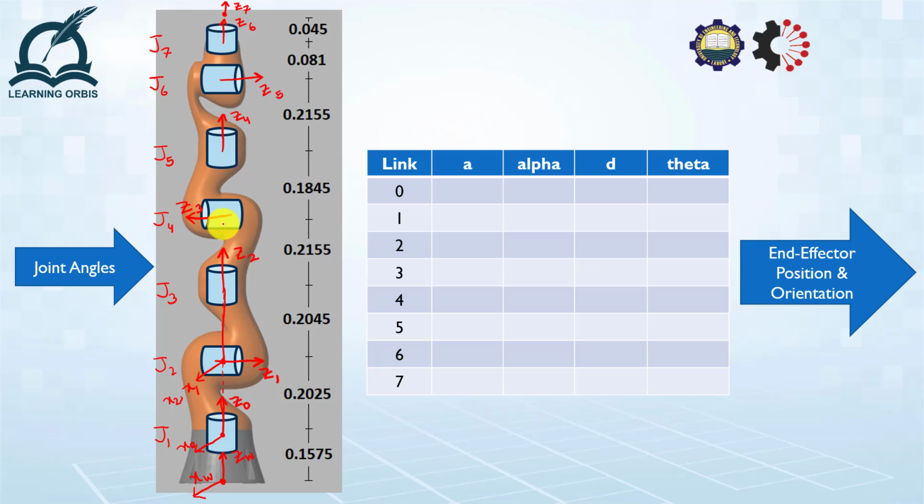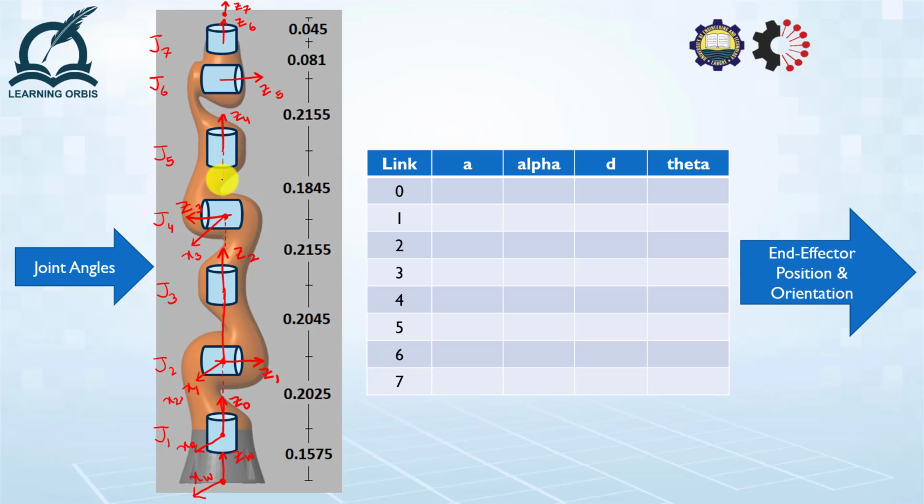So after this, we'll move on to frame number 3. You can see that this z2 axis is intersecting z3 at this point. So we can have the x-axis over here, and the options can be going into the plane of this video or out of the plane. So once again, I'm going to choose x3 to be coming out of the plane.